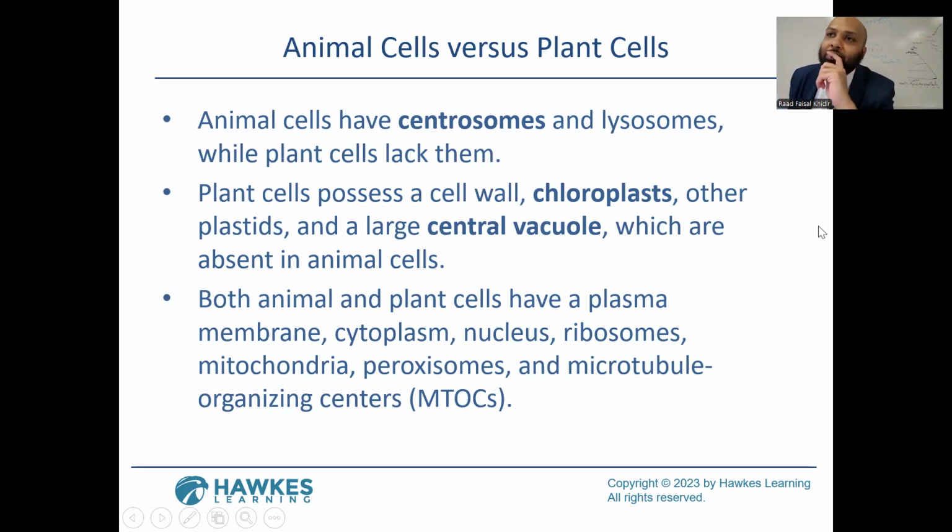Now, we don't have those. Animal cells don't have large vacuoles, don't have chloroplasts, and don't have plastids. So both animal and plant cells have a plasma membrane, cytoplasm, nucleus, ribosomes, mitochondria, peroxisomes, and microtubule organizing centers. So you need to know what is in common between plant and animal cells and what's different.